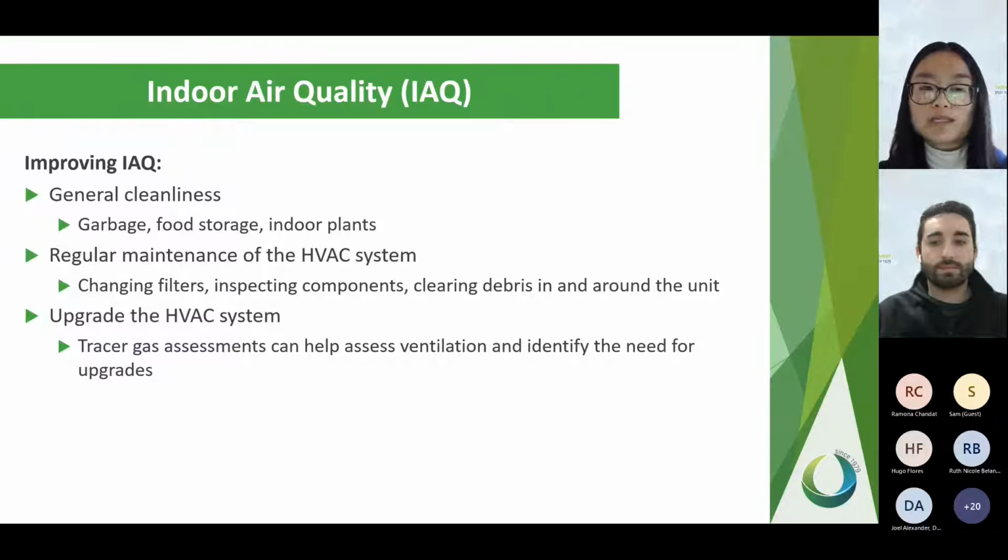You can have regular maintenance of the HVAC system. So this involves changing the filters, inspecting the components, as well as clearing debris in and around the unit. And lastly, one way to improve IAQ would be to upgrade the HVAC system if your inspection has identified the need to. And so tracer gas assessments, which I'll be talking about later on, is one way that we can assess the ventilation and identify the need for upgrades.